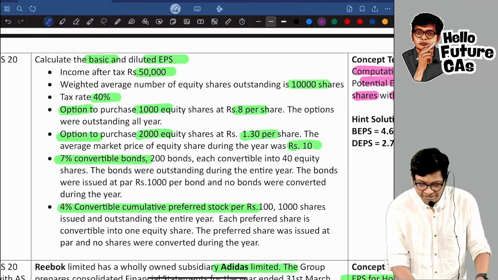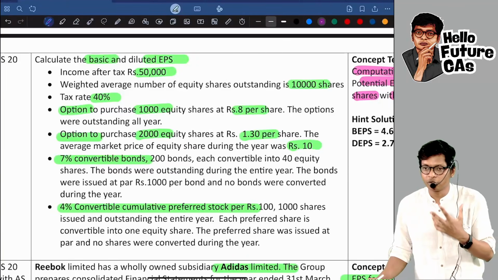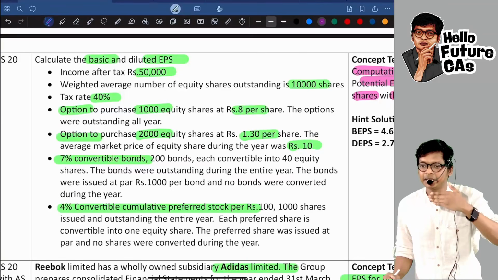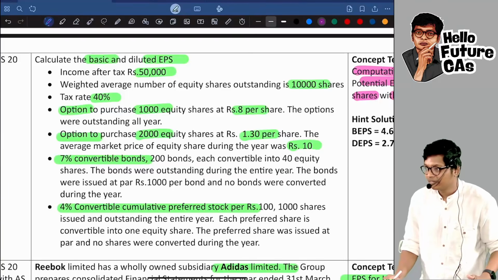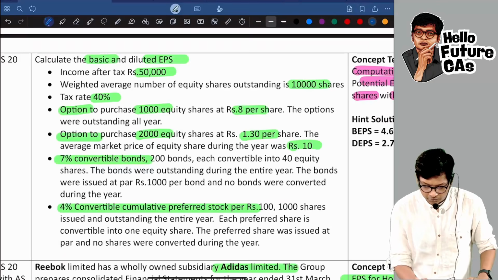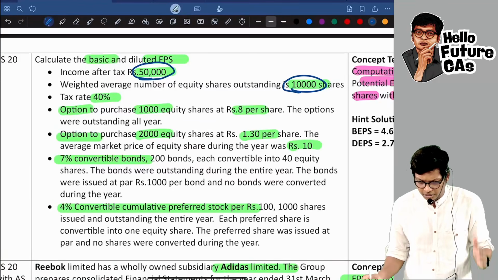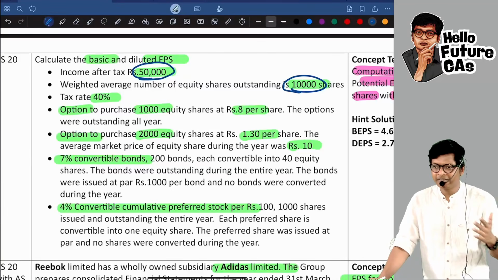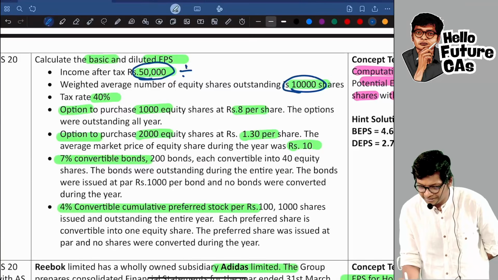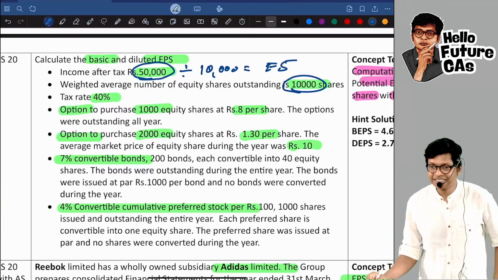What is the first step, guys? Computing basic EPS. For that, I don't have to bother about options or anything. I just have to find net profit divided by the total number of equity shares, which is given. So what is my net profit in this question? 50,000. What are the shares? 10,000. I will divide. What will be my basic EPS? 50,000 divided by 10,000 is rupees 5 per share. Is this correct, guys?